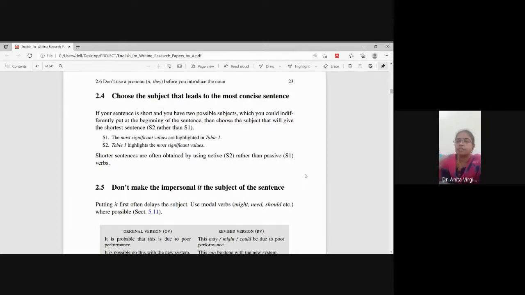Which is shorter, S1 or S2? Yes, two, ma'am. S2 is shorter. So there is a difference between both the sentences. In the beginning, I told you not to use something, and that is there. Can you find the difference between S1 and S2?